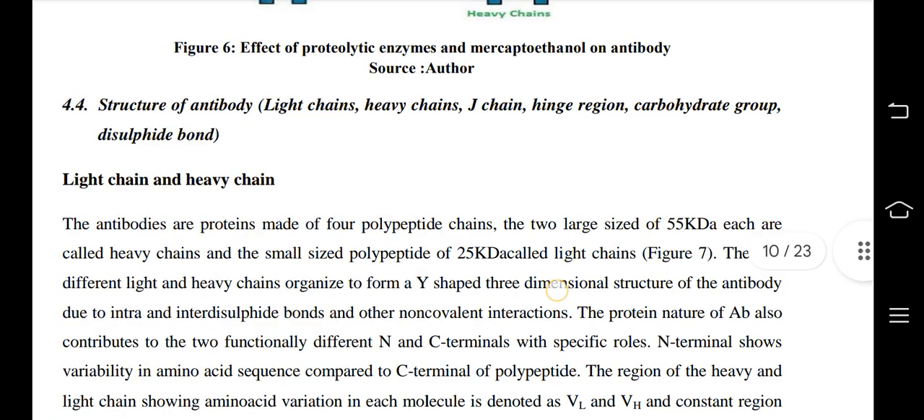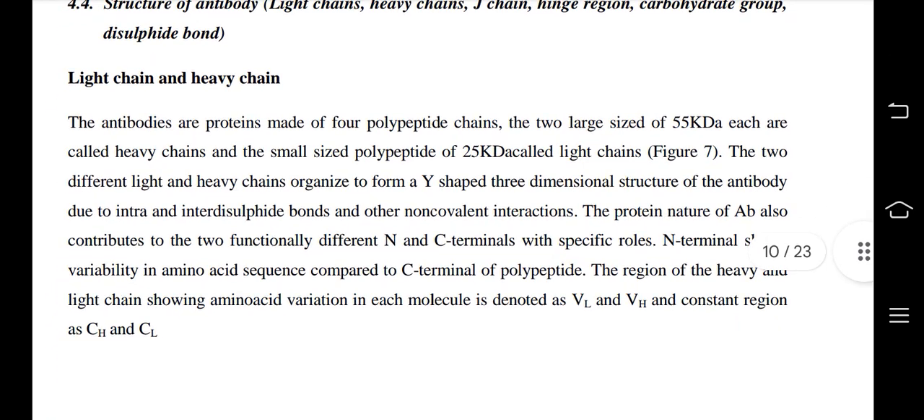This is a very important topic. Light chain and heavy chain. The antibodies are proteins made of 4 polypeptide chains. Do you know that? I hope. If you don't, listen carefully. The antibodies are proteins made of 4 polypeptide chains.